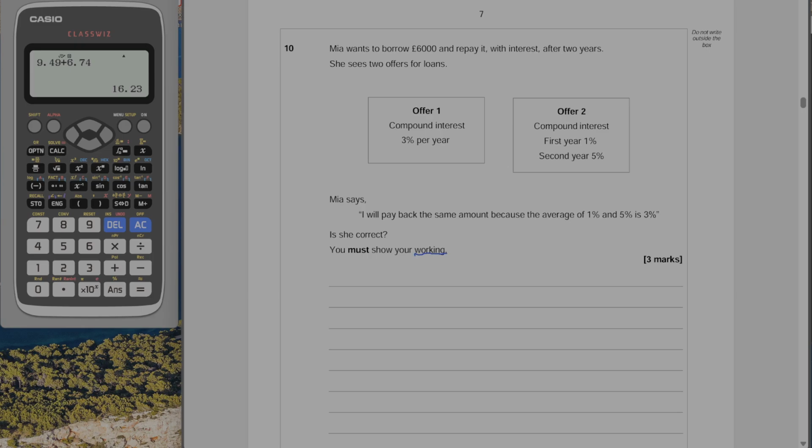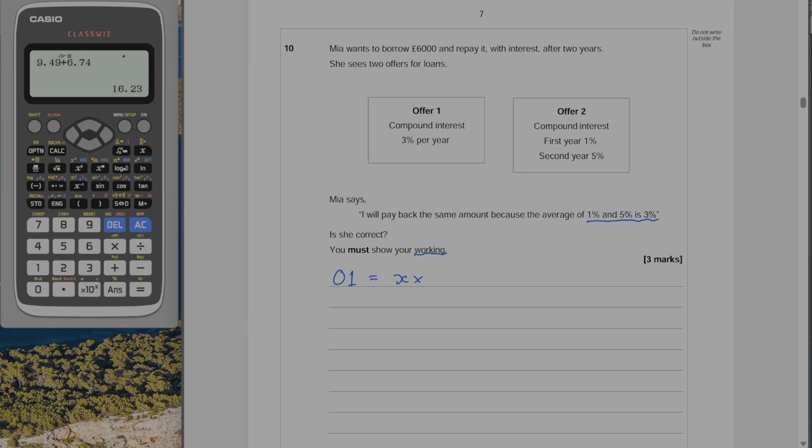Because it implies working. Well, straight away, no, because that's not how compound interest works. You don't take the average of the 2 years. And her statement isn't, I will pay back the same amount. The statement is because. So you could argue that, but as it says, show your working, I'm going to show my working. So offer 1. And actually, the £6,000 is irrelevant here, really. I'm just going to call it X for now.